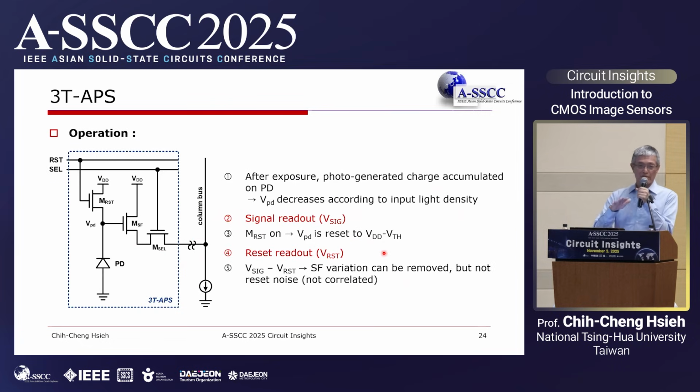So we can separate the operation of the 3T APS into these steps. After exposure, we detect the VPD, and we do the signal readout first. Then we reset the photodiode, and we read out the reset level again. After that, we do a subtraction to get the effective signal range during exposure. This information will be proportional to your illumination condition, and this subtraction can be used to cancel out the mismatch of the source follower. This is the foundation of the 3T APS operation.